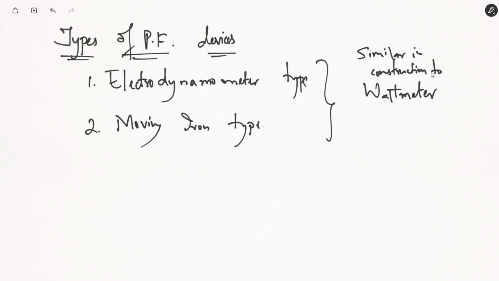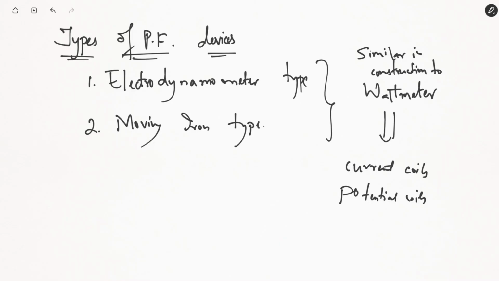Now as far as power factor devices go, there are two types, the electrodynamometer type or the moving iron type. Both these structures, their configuration and construction, are somewhat similar to that of a wattmeter. Similar in the sense that both of these devices have current coils and voltage coils, also called potential coils or pressure coils, whatever you want to call it. So they will have current coils and potential coils.